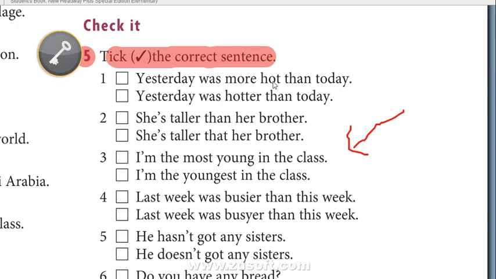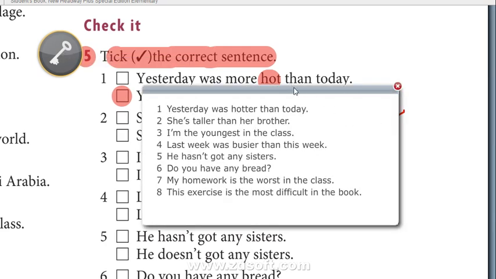Yesterday was more hot than today. Is this correct? Or this one, yesterday was hotter than today. So hot is the adjective. What is the comparative form? Is it more hot or hotter? Well, it is hotter. So this is the correct sentence. I give you the answer for the rest of the sentences, so read them carefully and choose the correct sentence. Yesterday was hotter than today. Read the rest of the sentences and choose the correct one.